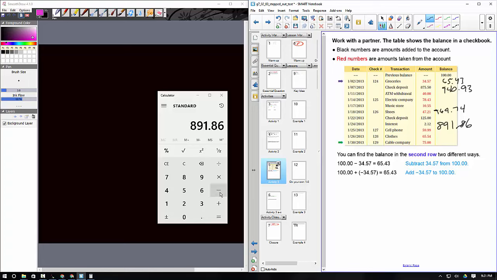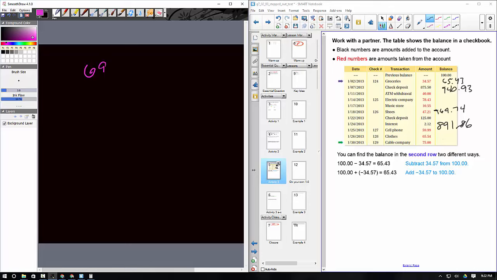And then I'm going to subtract 59.99, 65.54, and $75. And I should get 691.33. So let's write this down here. 691.33. And that's how you'd figure out the balances of all these.